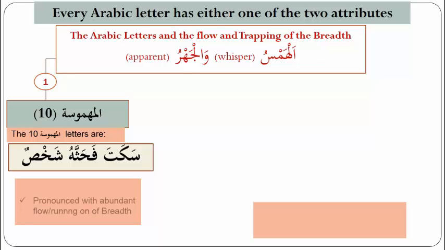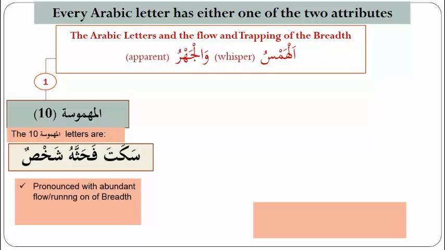Al-mahmusa. When these letters are pronounced, they all have an abundant flow or running on of breath. As, af, ash, right? So you can see that there's a weak reliance on the places of articulation. And this is because there is a flow of the breath. So because of that, the articulation point is not that strong.